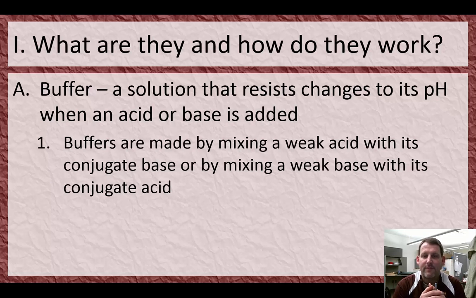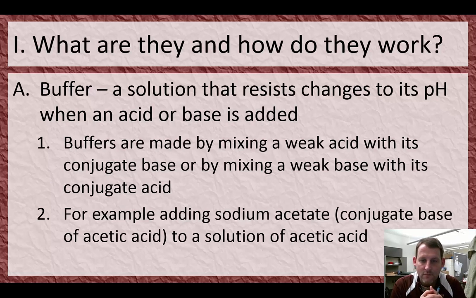And we make buffers by adding a weak acid with its conjugate base, or by mixing a weak base with its conjugate acid. So if we do that, we're going to get this buffering effect. And in the next slide, we'll talk exactly about how that works and why that works that way. For example, if we add sodium acetate, which is the conjugate base of acetic acid, to a solution of acetic acid, we would have a buffer. And again, we'll talk in the next slide about why that works.